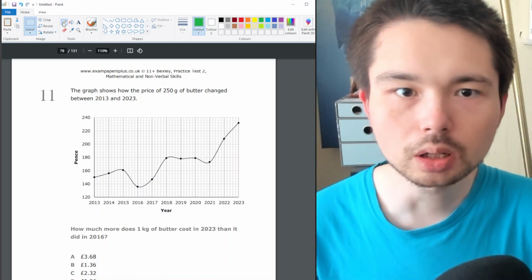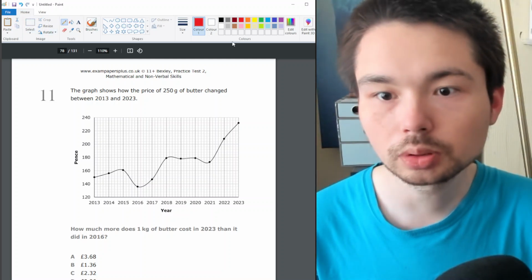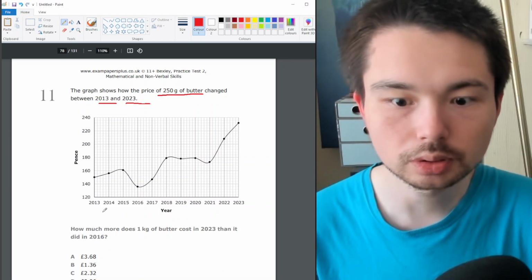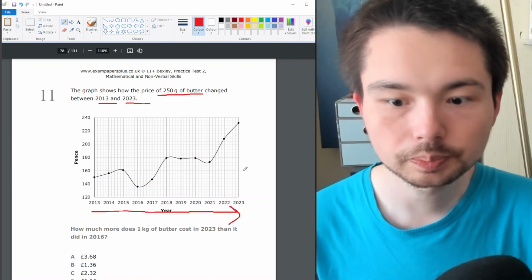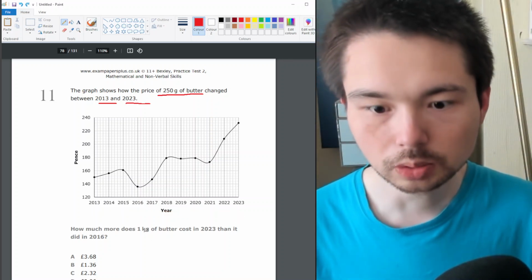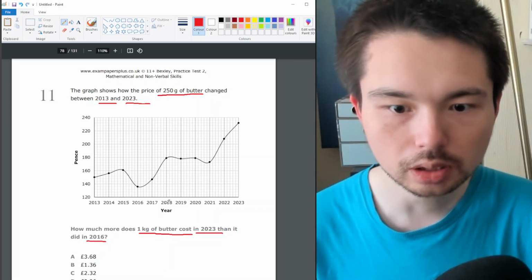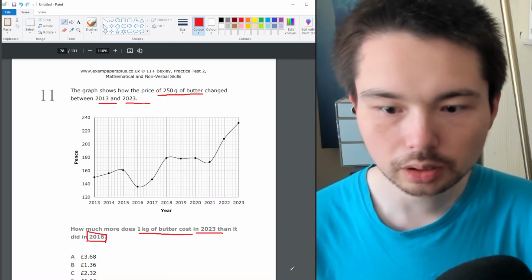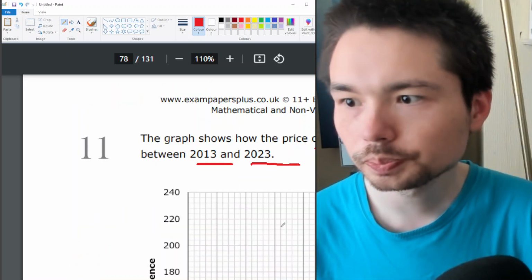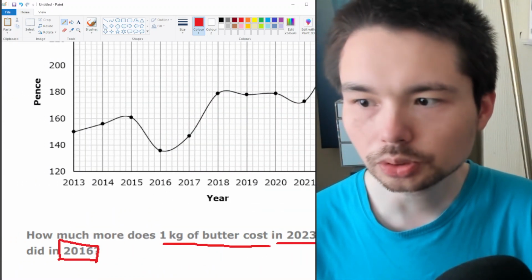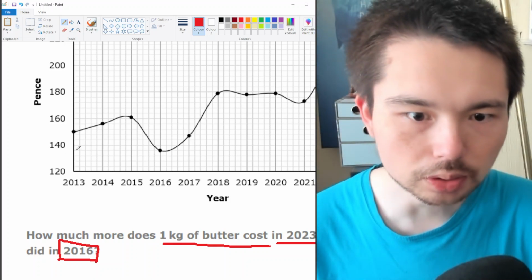Question 11, the graph shows how the price of 250 grams of butter has changed between 2013 and 2023 here. How much more does 1 kilogram of butter cost in 2023 than it did in 2016? Here we go. All we care about are the years. Let's zoom in here. Does it work if I zoom in? Let me just crop it a bit. Yeah, it looks good. 2016, go across here.